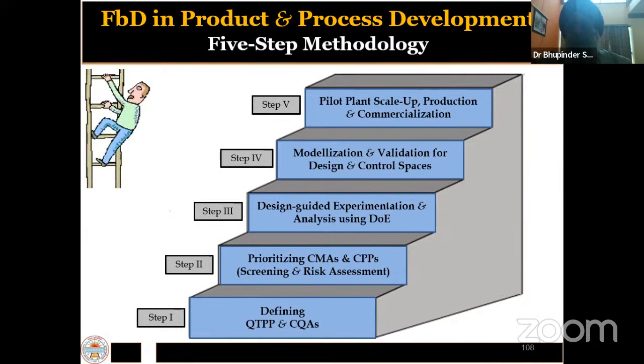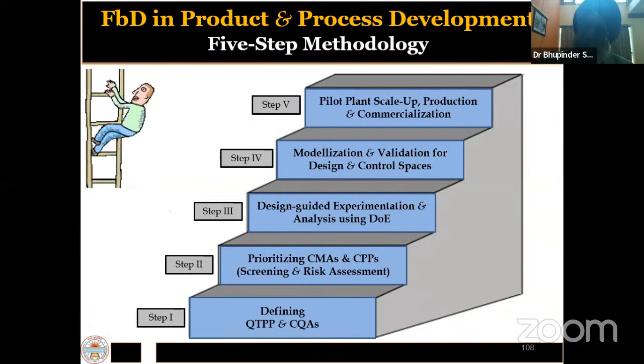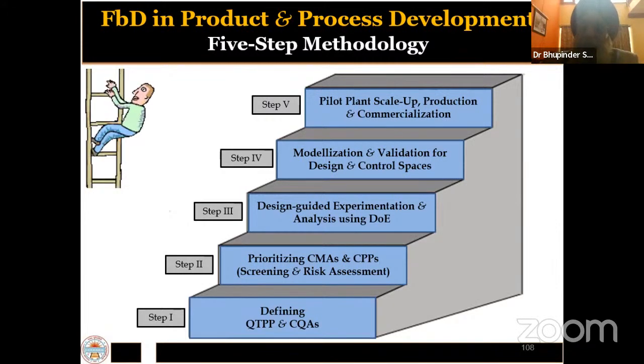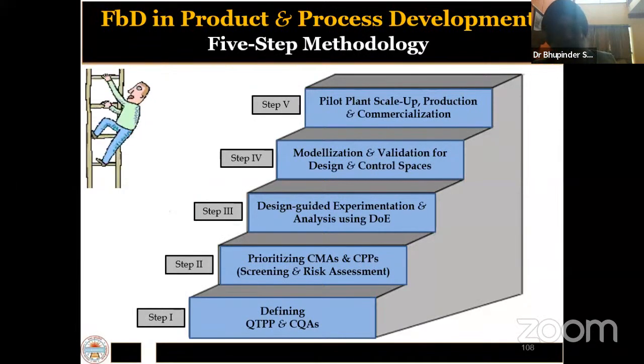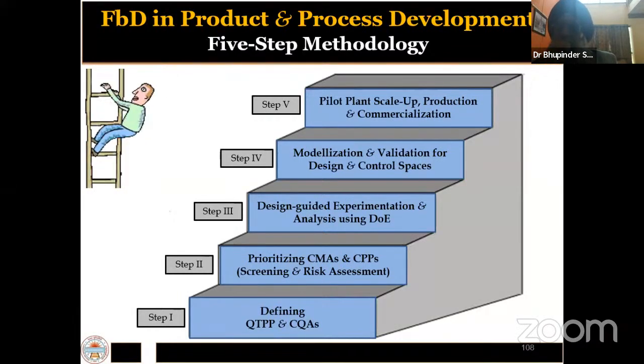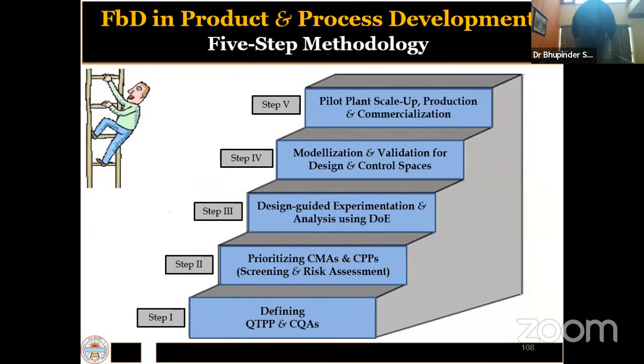In the first step, QTPP is defined and CQAs are demarcated. In the second step, CMAs and CPPs are prioritized, selected through screening and risk assessment. And in the third step, using CMAs, CPPs and CQAs, you carry out the experimentation using the principles of DOE. And in the fourth step, you carry out various modeling exercises, you carry out validation, and eventually you bring out design spaces and control spaces within formulation space.